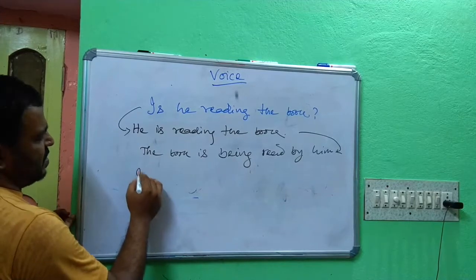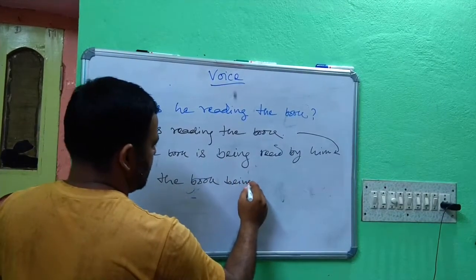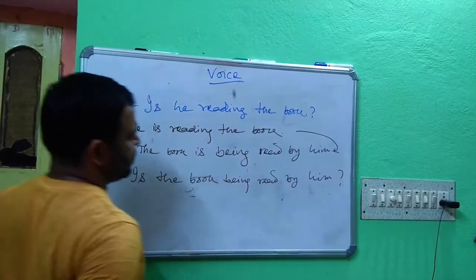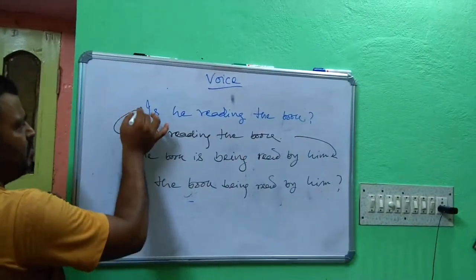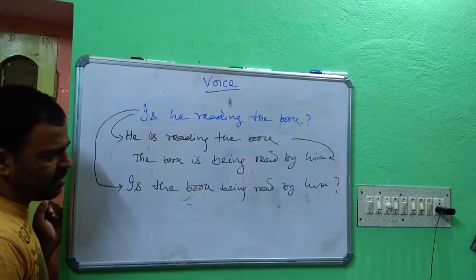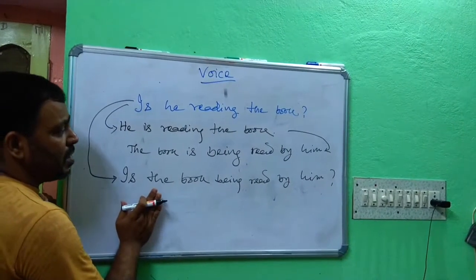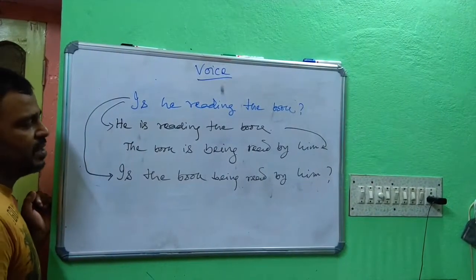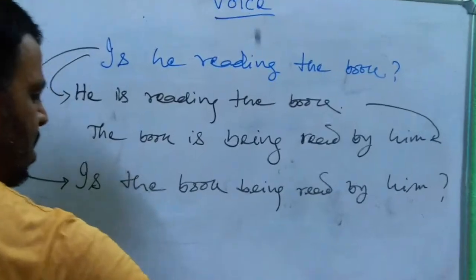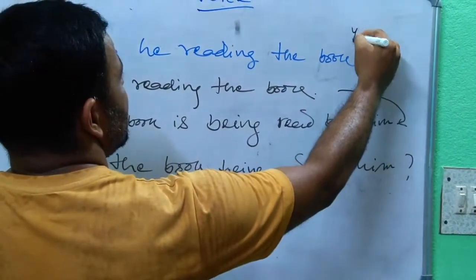Now change it: is the book being read by him. This is the sentence from "is he reading the book" to "is the book being read by him." If you do it in this way, there will be no problem in solving this matter. I will suggest the basic learners to solve in this way. Now, these are the two examples of the interrogative sentence that answers yes or no.